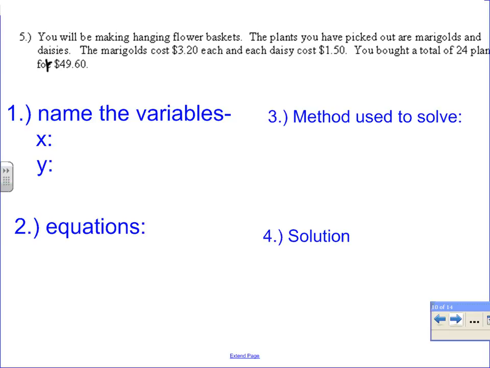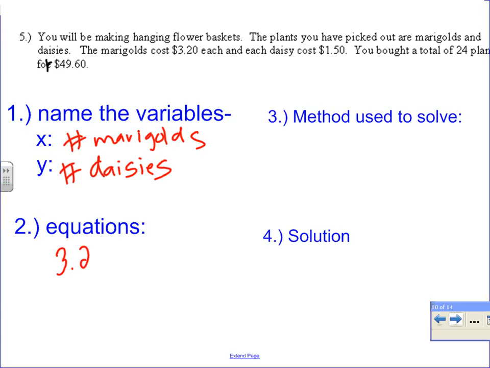Amy, what do you think? Good. So number of marigolds is X. Y is number of daisies. Okay, now this one is very similar to the pie problem in regards to how you set up the equations. Zach, can you give us one of the equations to use for this one? Okay. Good, equals 49.60. So there we go.